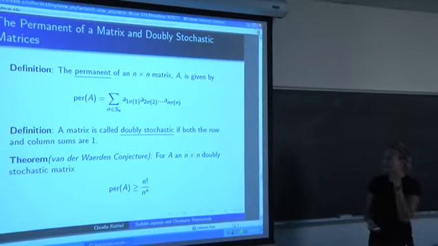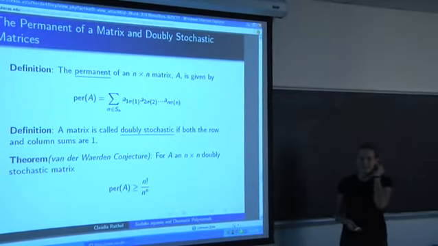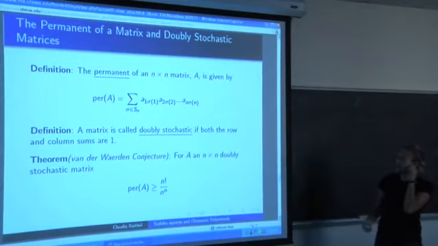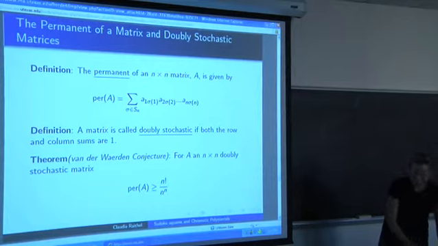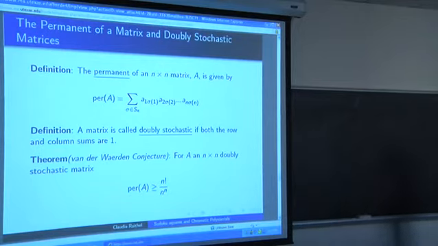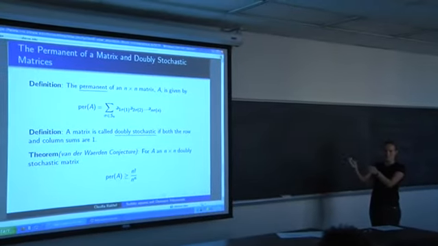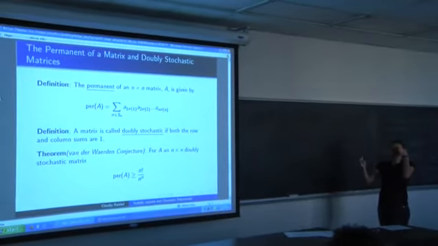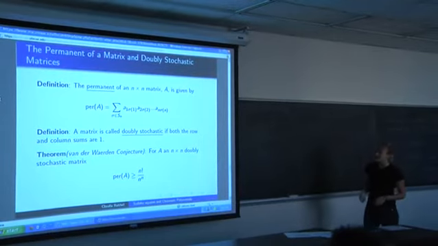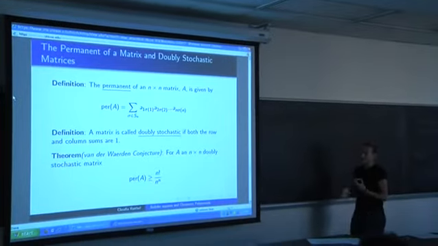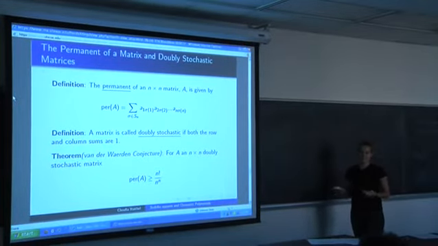So we're going to define the permanent of an n by n matrix. If you look at the formula for it, it looks a lot like the formula for the determinant, except you're missing the sign in the sum that corresponds to the order of the permutation. I think the best way to understand what this definition is saying is to do an example.